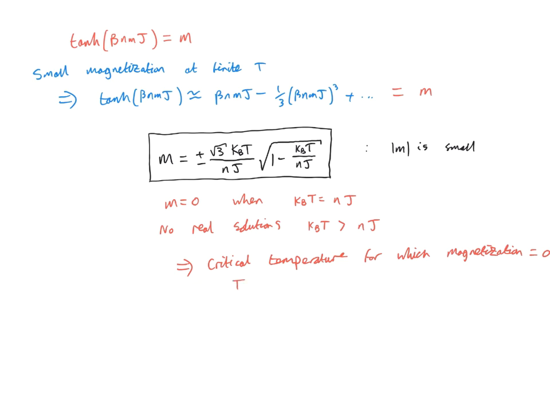And we call this the Curie temperature Tc, such that Kb Tc is exactly equal to this quantity Nj. So this is the definition of the Curie temperature in this system. It's the point where the magnetization vanishes. And that means that I can write the magnetization in terms of the Curie temperature.